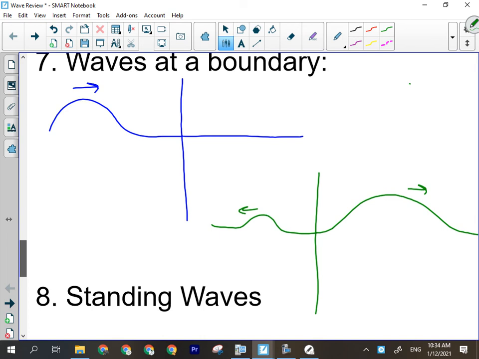Is the pulse upright or inverted? Okay, so my reflected pulse is upright. It's a crest. The incident wave was also a crest. So I have an upright reflection going back. And I have a transmitted wave that's longer than my incident wave. So is that second medium more or less dense?